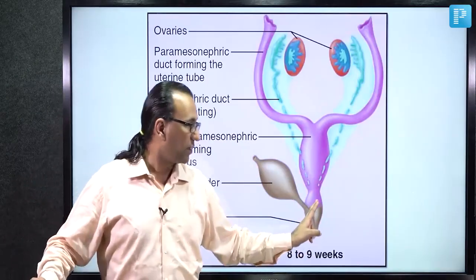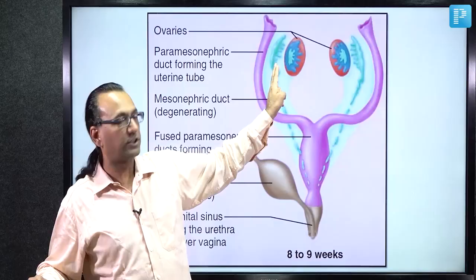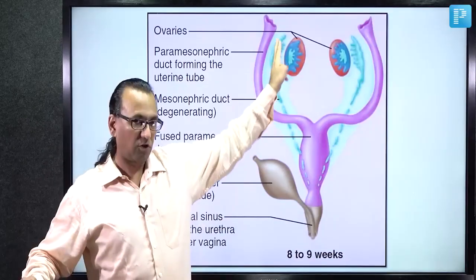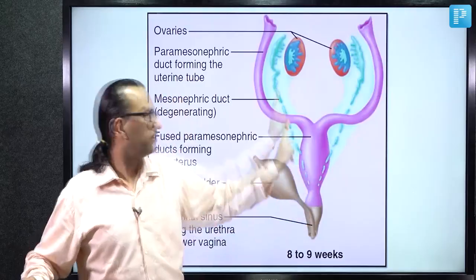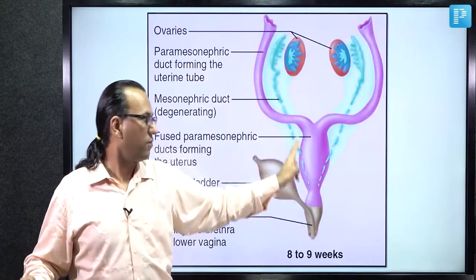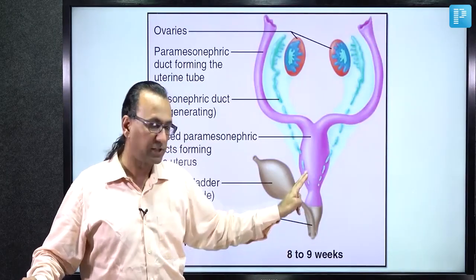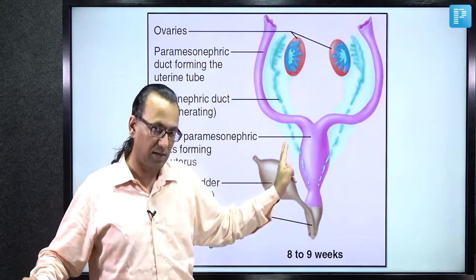And what about the mesonephric duct? Mesonephric duct is disappearing, leaving behind what is called as epioophoron and the paraoophoron, and also the Gardner's duct, which can be found in the anterolateral wall of the vagina. It can also be seen in the broad ligament as well.